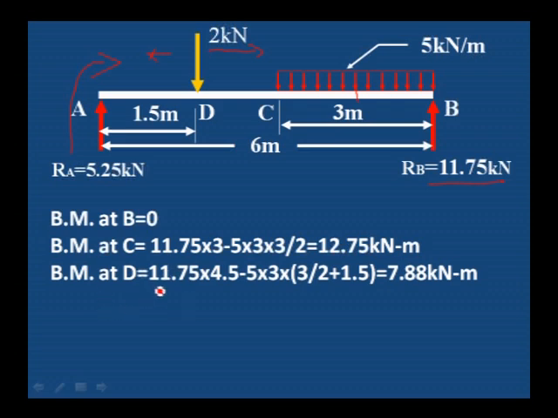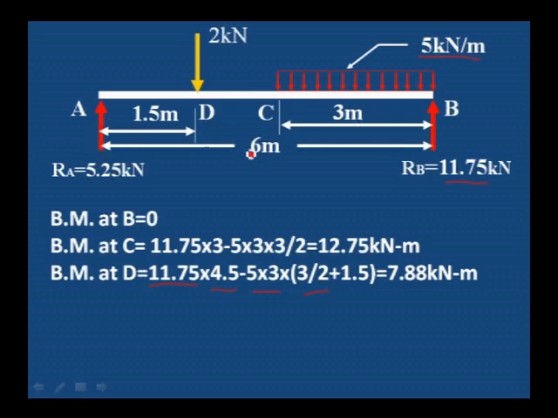See, 11.75 is the RB value. RB value 11.75 into the distance from D to B. D to B distance is 4.5. 11.75 into 4.5 is the moment due to the reaction, minus 5 kilonewton per meter into 3. 5 into 3 is the 15 kilonewton. The distance from the center of this uniformly distributed load to D is 3 by 2, the center of the uniformly distributed load, plus the distance from D to C, which is 1.5.